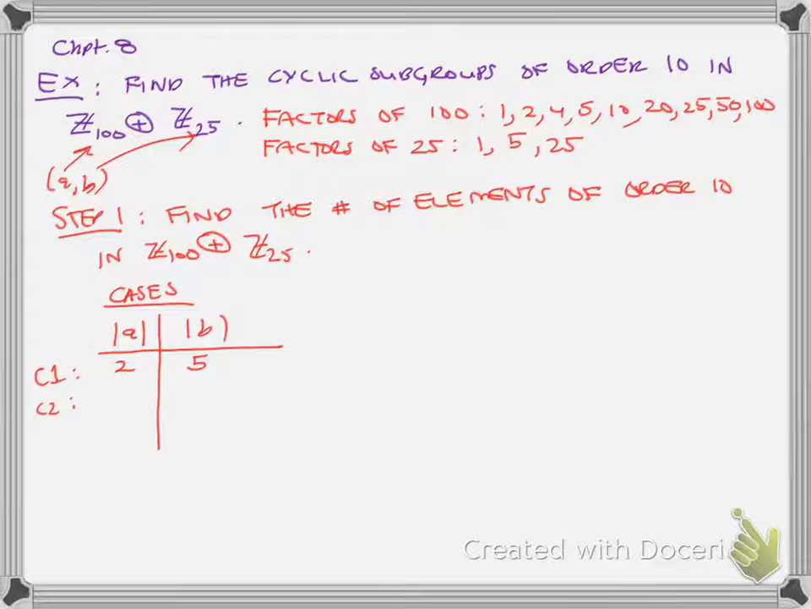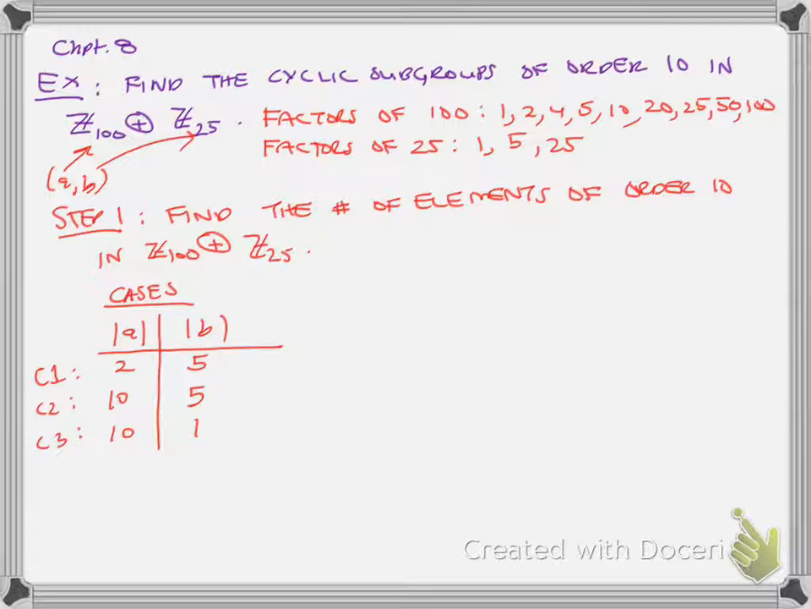Case 2, and if you want to pause this, you really can, since we did this part. You can pause it and see if you can figure out the number of elements of order 10, and then we can move on from there. But case 2 is that the order of A is 10 and the order of B is 5. And then the last case would be the order of A is 10 and the order of B is 1.